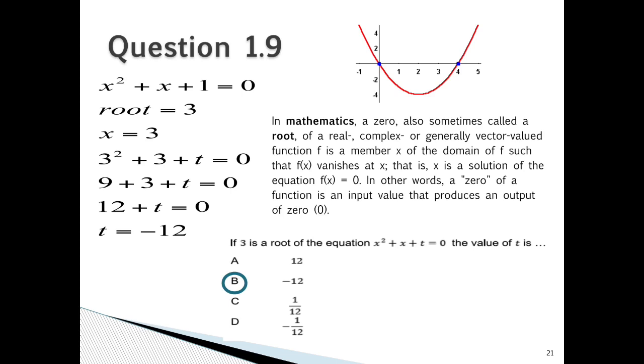If 3 is the root of the equation x squared plus x plus t, which is equal to 0, then the value of t is what? The root is 3. That means x is equal to 3. So 3 squared plus 3 plus t is equal to 0. 9 plus 3 plus t is equal to 0. So 12 plus t is equal to 0. t is therefore equal to minus 12, which is B.